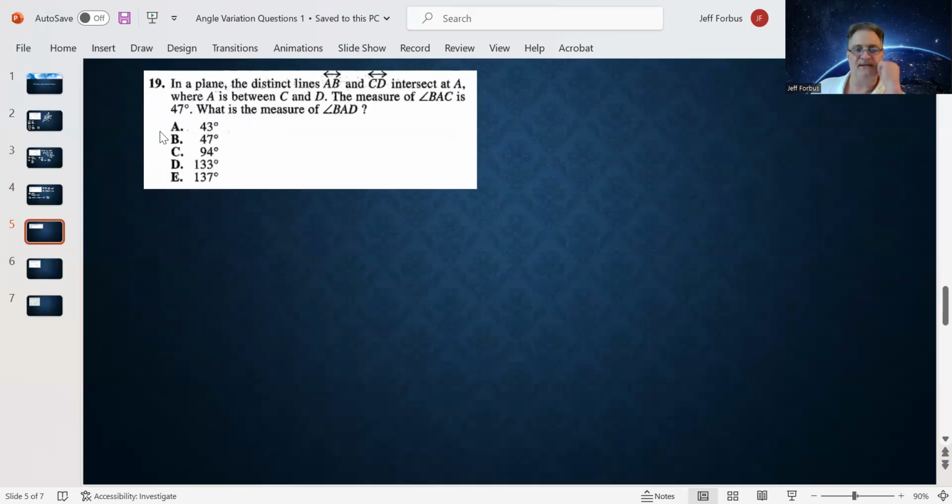So in a plane, the distinct lines A, B, C, D intersect at A, where A is between C and D. Okay. So, let's just draw something that gives us something similar to that idea. So here's A. Let's call that A and B. Now we know CD intersects at A. So right here, let's call this C, and let's just move that through as D.